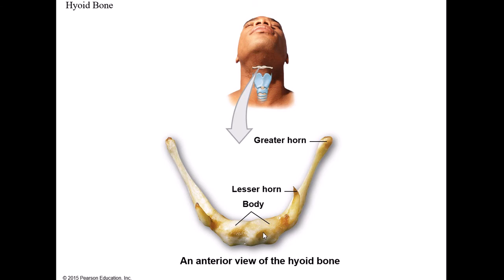So the parts that I'd like you to know, this main part right here is called the body. Then there are two small projections sticking up. These are the lesser horns. And then this big projection sticking up right here, and here are the greater horns. And again, they all serve as an attachment point for muscles.